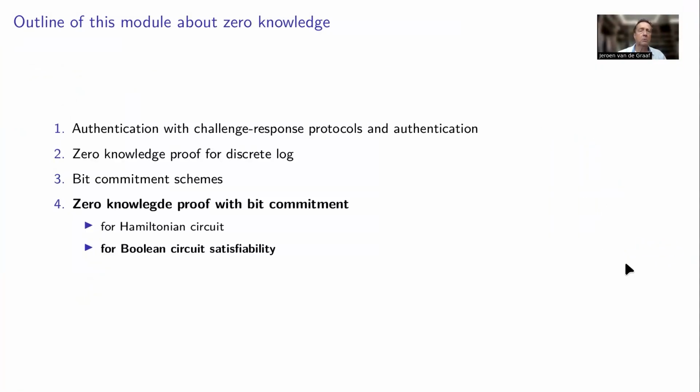So now we're coming to the final part of this module about zero knowledge. I want to show you a protocol for showing that a Boolean circuit can be satisfied. It should be obvious that in that case the circuit is known to both the prover and the verifier. I'm going to give you this protocol only by example. We will follow the same structure as before.